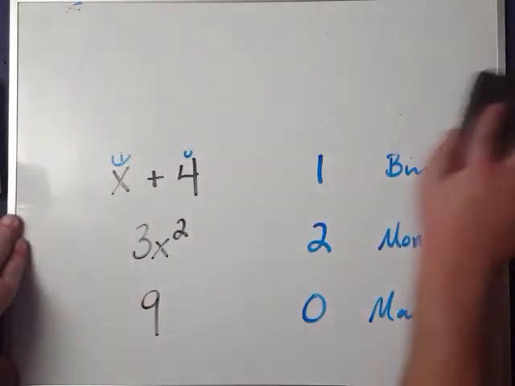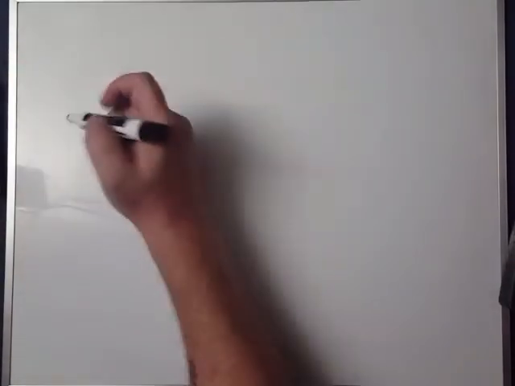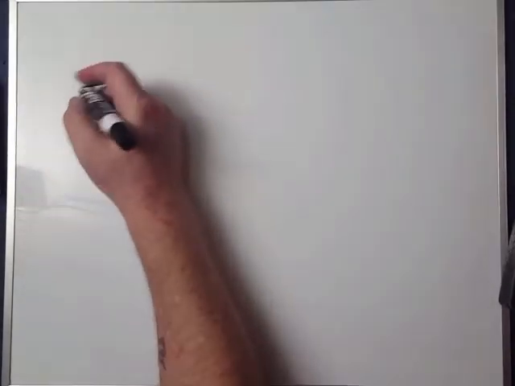Let's do one more. Those were all polynomials in X, or could be considered polynomials in X. Here's a polynomial. It's time to change out this black marker.